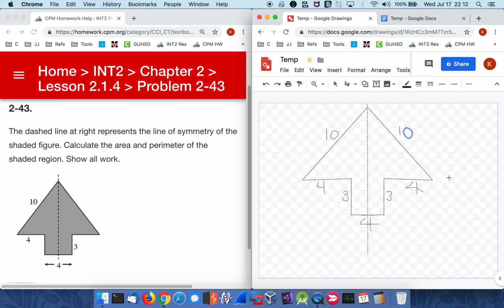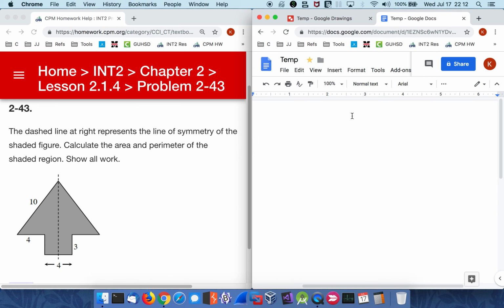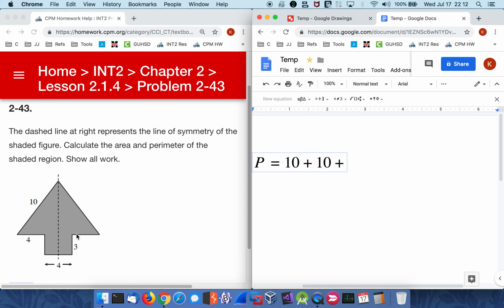Okay, I guess we could do the perimeter pretty fast. So the perimeter, P, let's insert an equation. So P equals top left plus top right plus this side over here, which is 4, plus 3 for this side, plus the bottom part, which is 4, plus 3 for this side, plus another 4. So 4, 3, 4, 3, 4, and then 10 and 10.